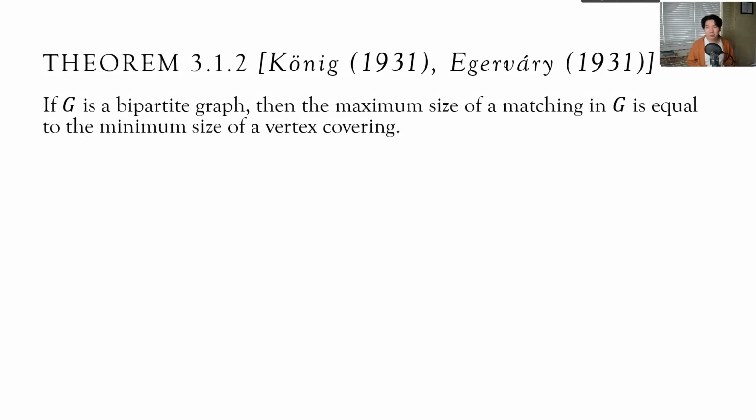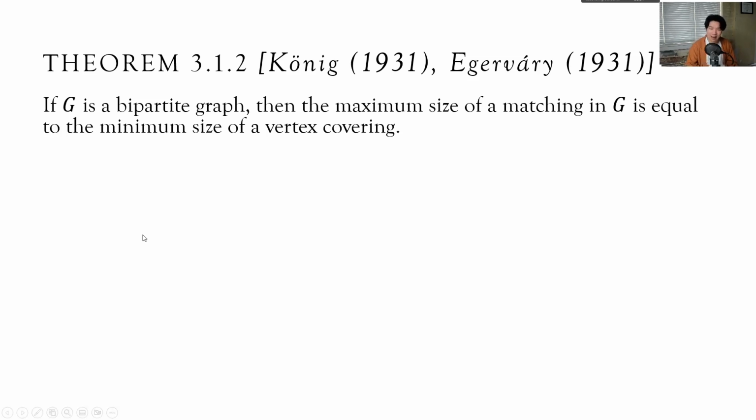So theorem 3.1.2, this by Koenig and, forgive me if I'm pronouncing this wrong, Egavari, regardless, both in 1931, I believe, stating that if G is a bipartite graph, again, bipartite means that I can partition my vertices of G into 2 sets that are independent. So if I have a bipartite graph, or a bigraph, then the maximum size of a matching in G is equal to the minimum size of a vertex covering. So why is that true? Let's do some very light investigation about how this theorem might be proven.